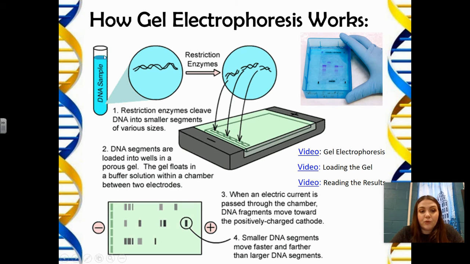So the restriction enzyme. First you have your DNA sample. Take it, cheek swab. We mix it with the restriction enzymes, and they cut the DNA into different size pieces based on where they find that code. Example, finding AATT. There's lots of codes that you have restriction enzymes looking for, but you pick one, that's what it's looking for. The DNA segments are loaded into the wells in a porous gel. The gel floats in a buffer solution. So there's gel and there's some liquid solution around it.